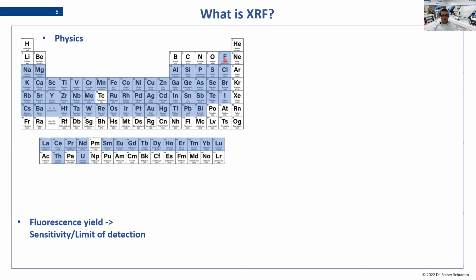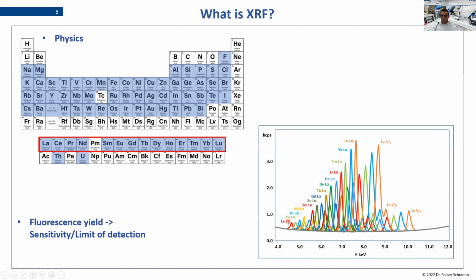So the first physical parameter we have to look into is the fluorescence yield, which increases with increasing atomic number. I just give you an example. If we look here at these lanthanides, from lanthanum to lutetium, we have an increasing atomic number. If I have a sample where all these elements are present in the same concentration, then you see how the intensity is increasing, because one reason is the fluorescence yield is increasing, so your sensitivity is getting better and better with the increasing atomic number.